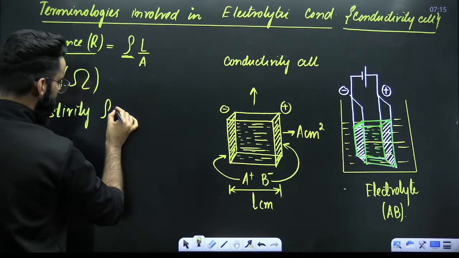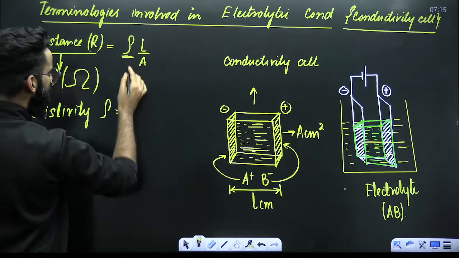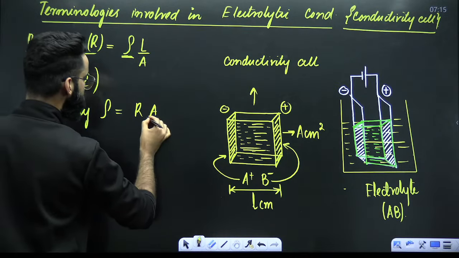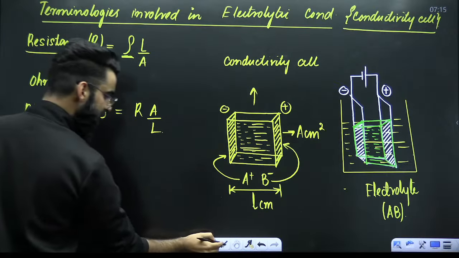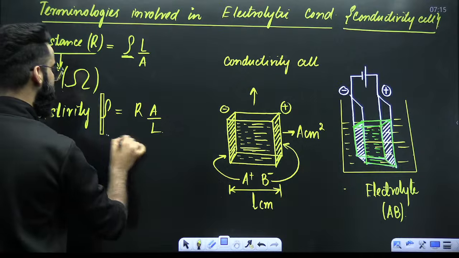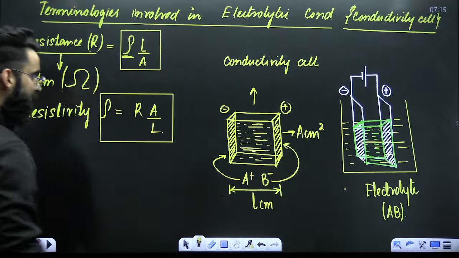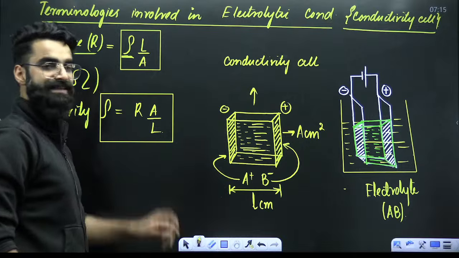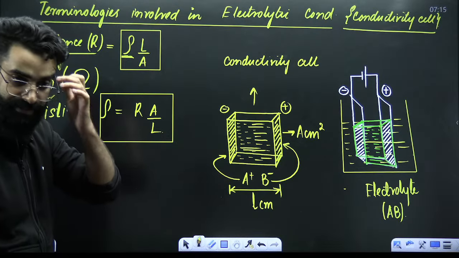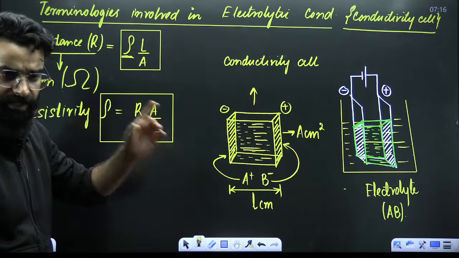Resistivity is your rho. So tell me, can I say rho is equal to RA divided by L? Resistivity rho is equal to RA divided by L. How do you define this resistivity first of all?